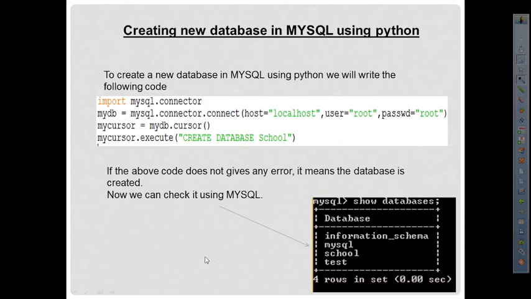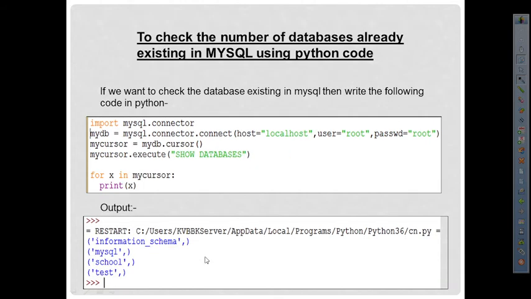we will discuss how to check the number of databases already existing in MySQL using Python code. It means the databases are already existing in MySQL, and we need to check how many databases there are. So this is the coding. First I will explain this code, then I will run it practically.